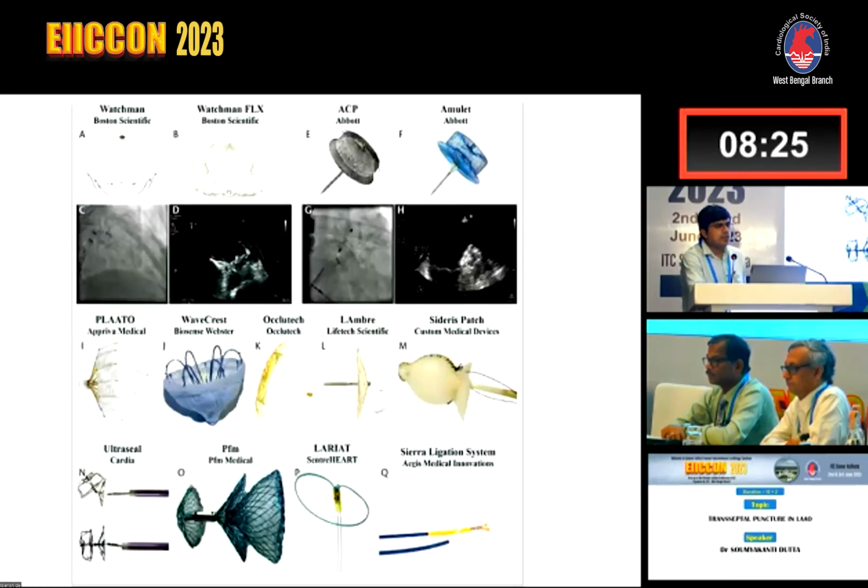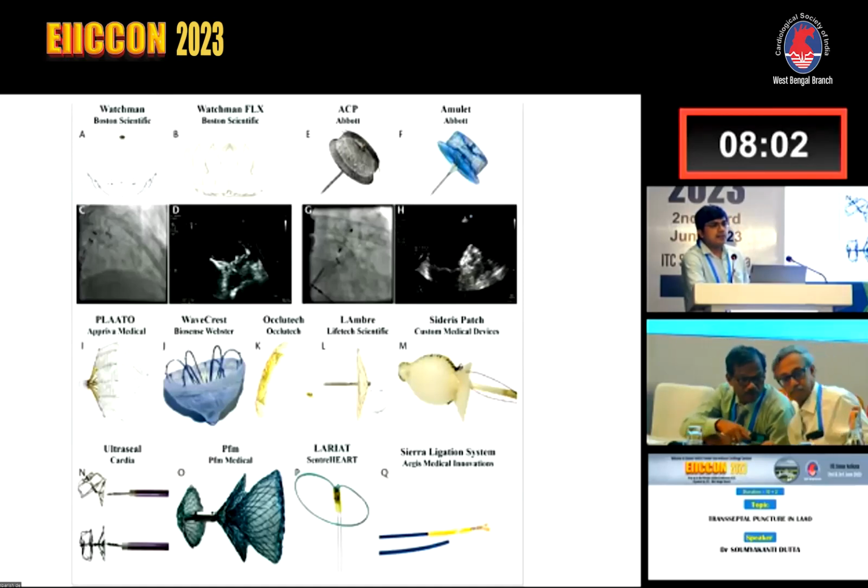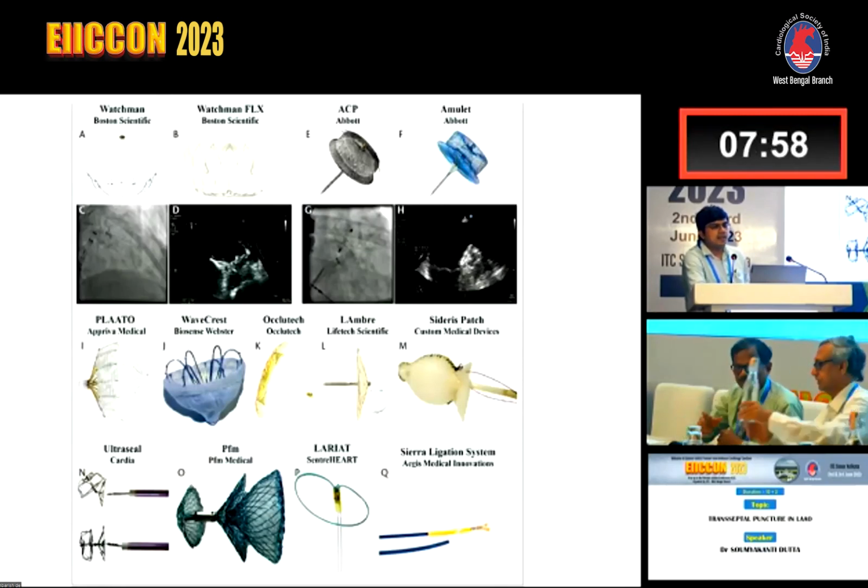Before the devices, we should know the left atrial appendage anatomy. In most cases it consists of two lobes. Almost 40 to 50% of left atrial appendages consist of two lobes. It may be unilobe or multi-lobe, that is 2, 3 or 4 lobes, but in most cases it consists of two lobes. And the anatomy is mostly the chicken wing, followed by the cactus, and the windsock and other variants.